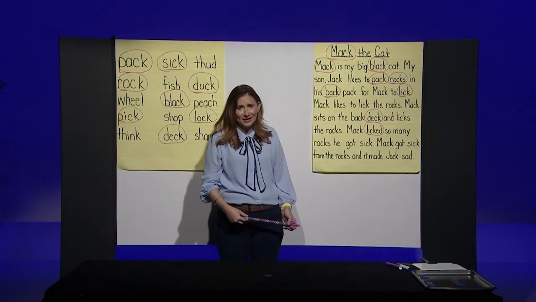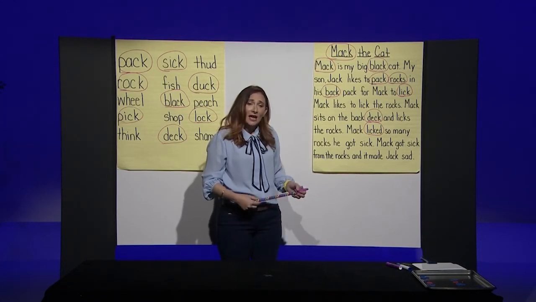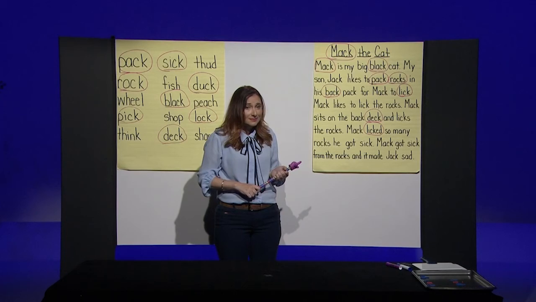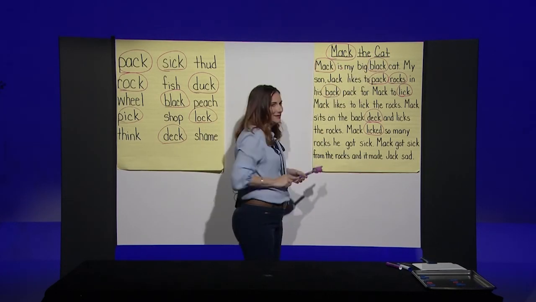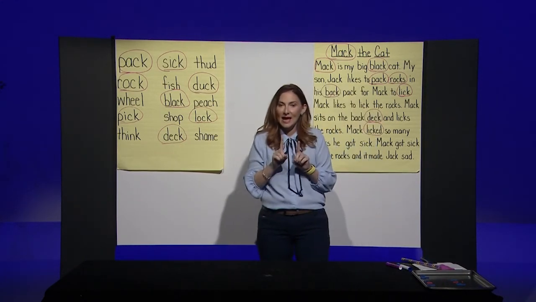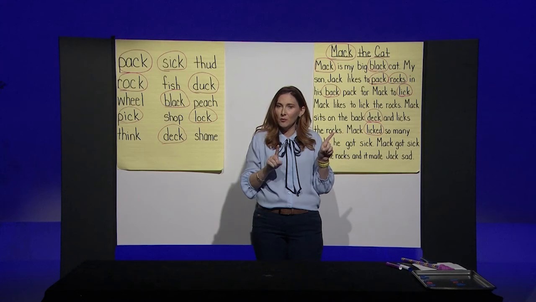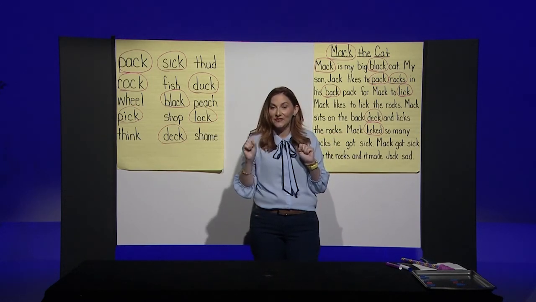What made Jack sad? Mac licking rocks. That's right. And what is Mac again? He is a cat. It tells us in the title, Mac the cat. Good job, boys and girls. So remember, digraph CK comes at the beginning of the word or the end of the word? That's right, it comes at the end.